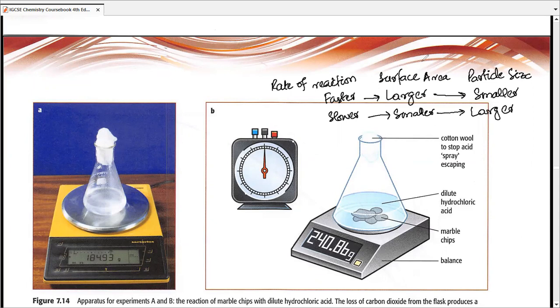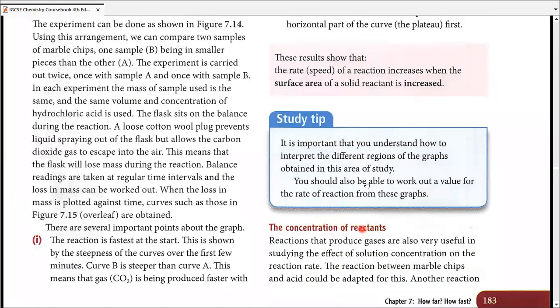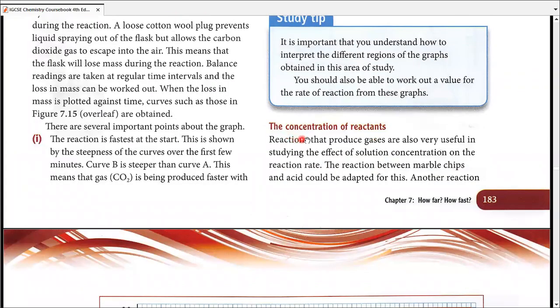Again, let's clear it up. Let's move forward. Can I clear it up? This actually concludes our whole experiment on the first factor, the surface area of solid reactant and how that affects the rate of reaction. So let's clear it up. Let's move forward. The next point would be the concentration of reactants.